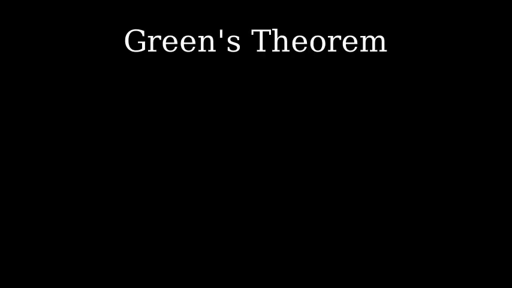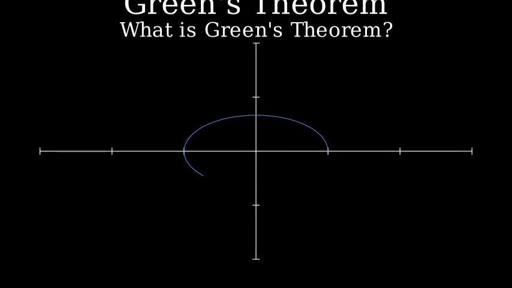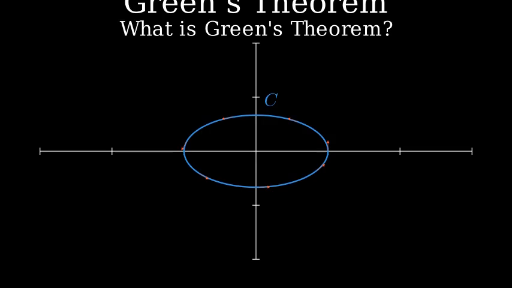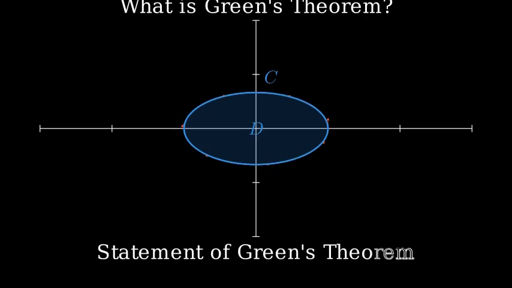Welcome to Math GPT. Today, we're going to explore Green's theorem, a fundamental result in vector calculus that connects line integrals and double integrals. Green's theorem is a powerful mathematical tool that relates a line integral around a simple closed curve to a double integral over the plane region bounded by that curve. This theorem provides a way to convert between these two types of integrals, which can significantly simplify our calculations in various applications. Let's formulate Green's theorem mathematically.